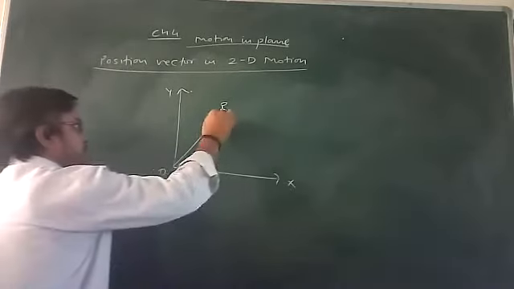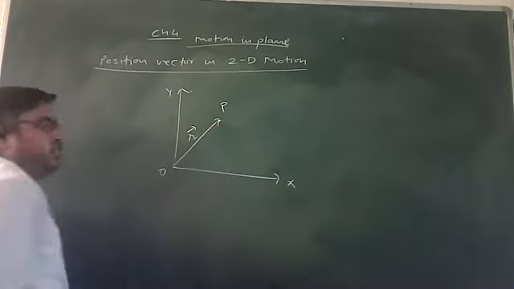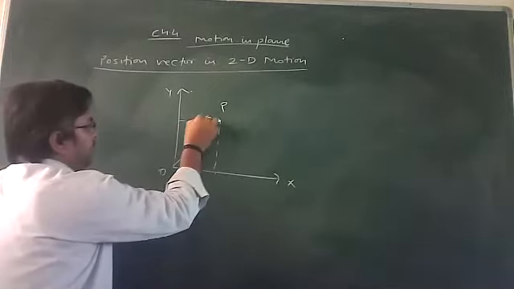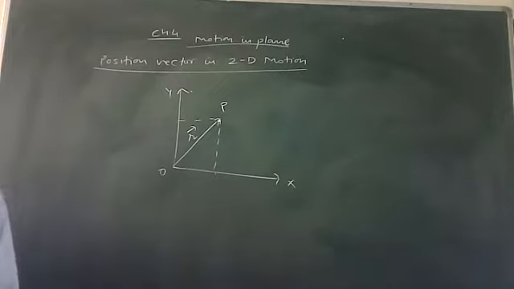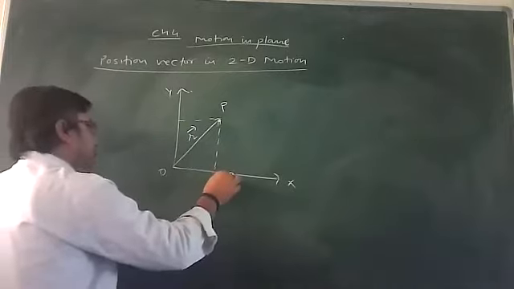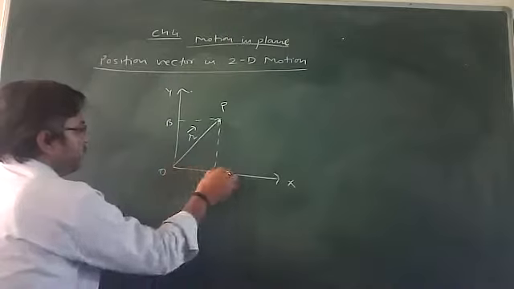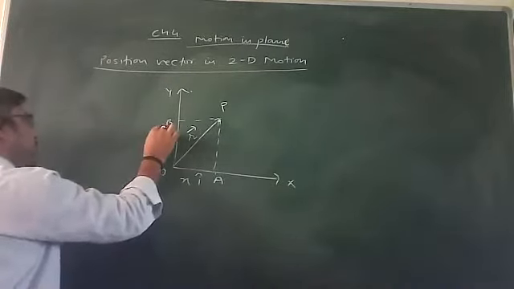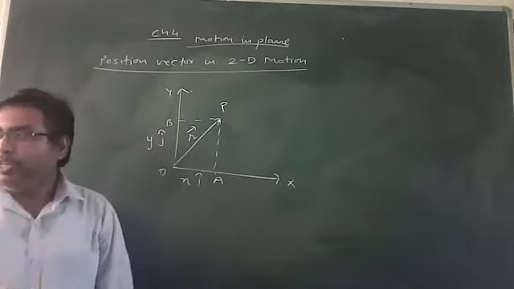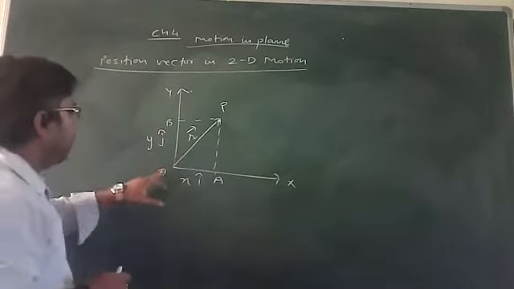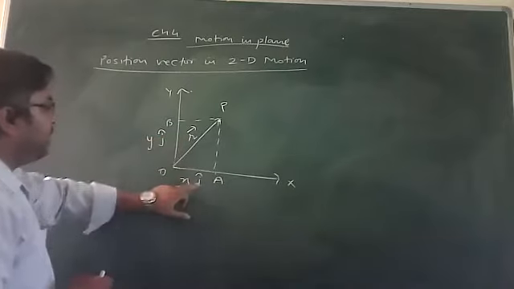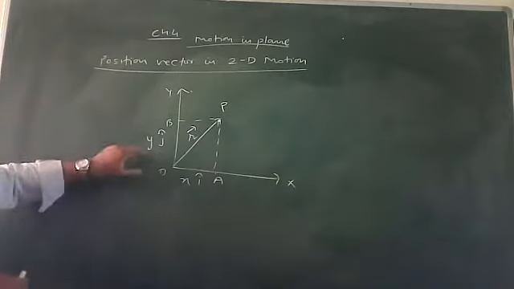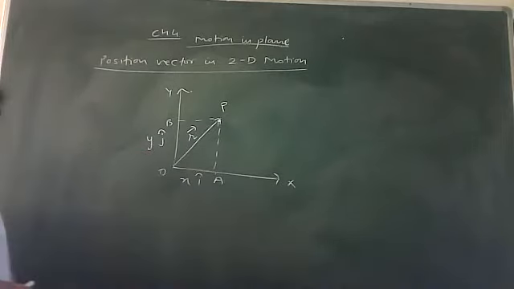This position vector is your r vector. Now, this has two coordinates, one on the x-axis and one on the y-axis. So the x-axis coordinate, can I represent it? This is point A and this is point B. This OA can be called your x component and this OB can be termed as the y component. So, for r vector, the component on the x-axis is xi cap and the component on the y-axis is yj cap.